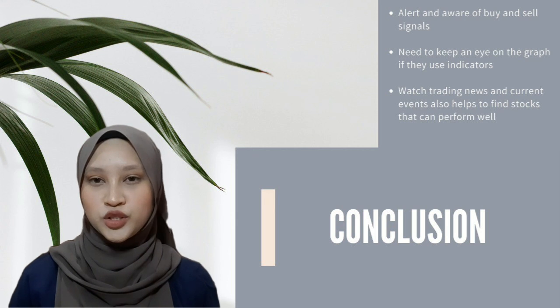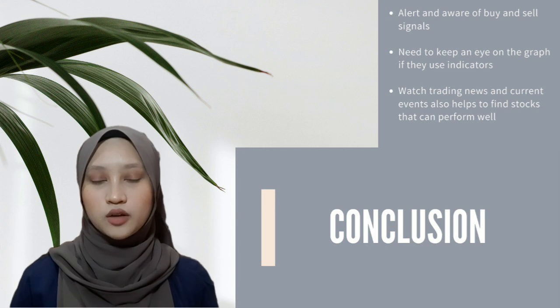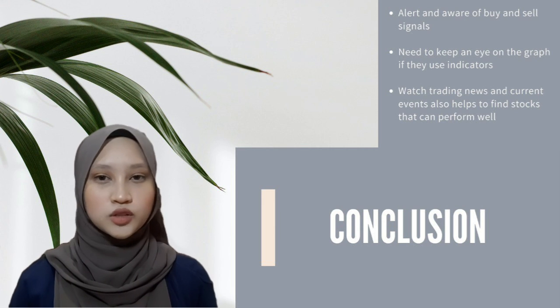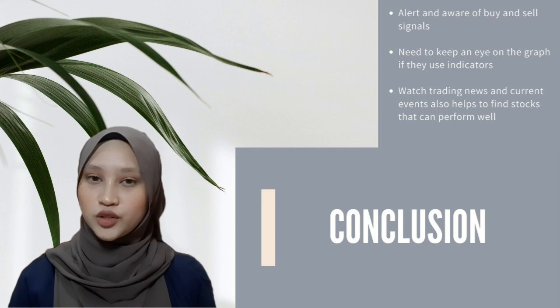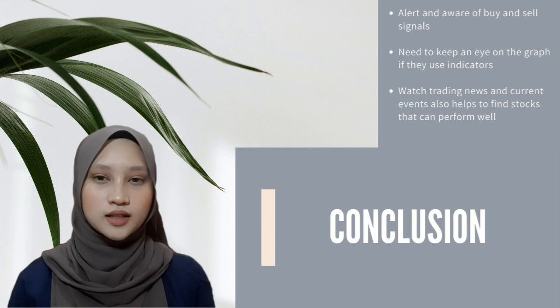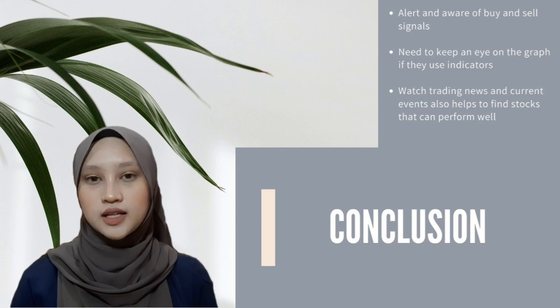In conclusion, every trader should be alert and aware of buy and sell signals, and follow the movement of the graph as it is used to determine the buy and sell. They also need to keep an eye on the graph if they use indicators to see the buy and sell signals, since every signal depends on the indicator.